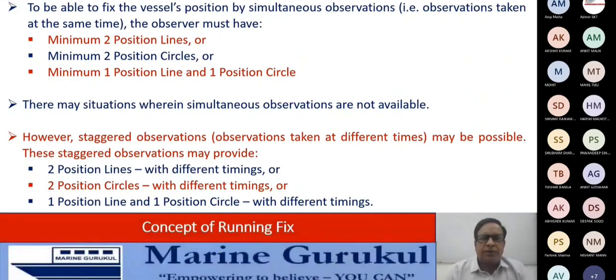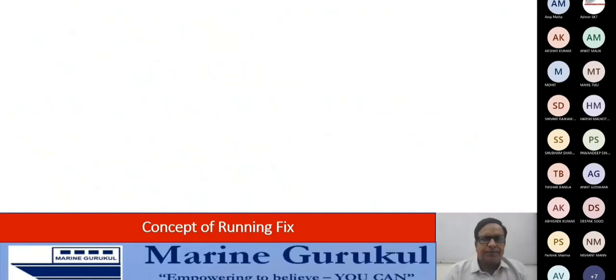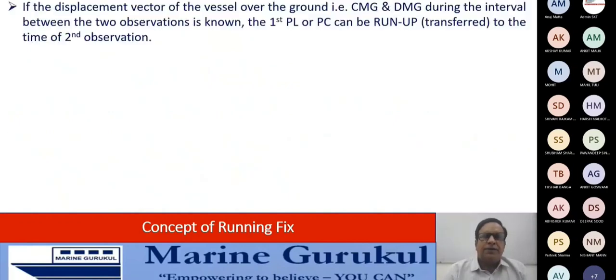Obviously, as the observations happen to be staggered, both these observations would be for different timings. If the displacement vector of the vessel over the ground, that is, her course made good and distance made good during the interval between the 2 observations is known, the first position line or the first position circle, as the case may be, can be run up or transferred to the time of second observation.